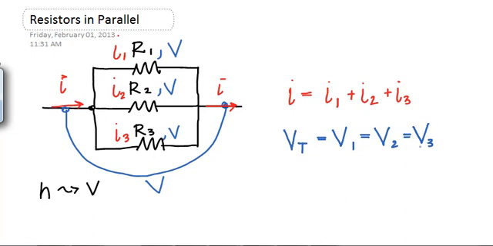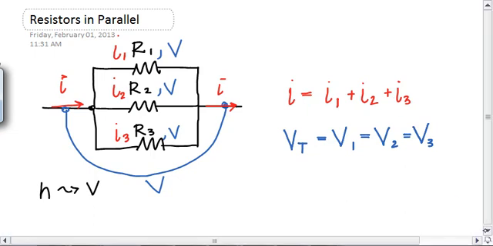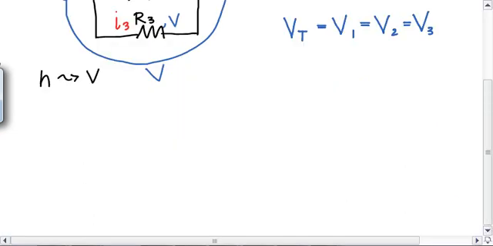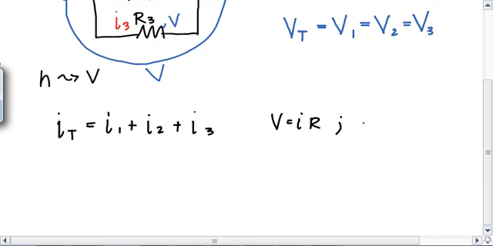So now let's look at this. If V equals IR, and I, the total current, is the sum of the currents through each one of our resistors, then let's look at this. If I total is I1 plus I2 plus I3, and V equals IR, doesn't I equal V over R then? We divide by R on both sides.